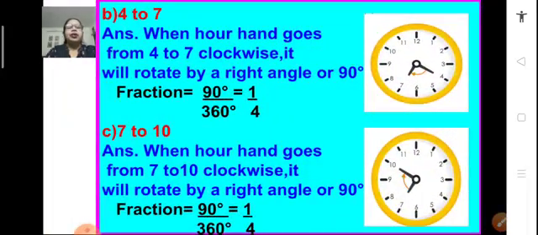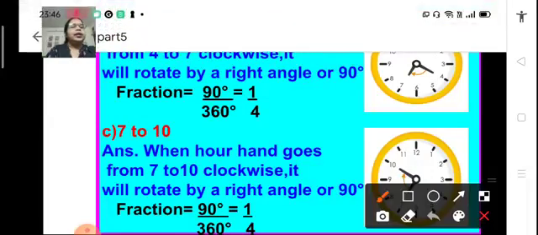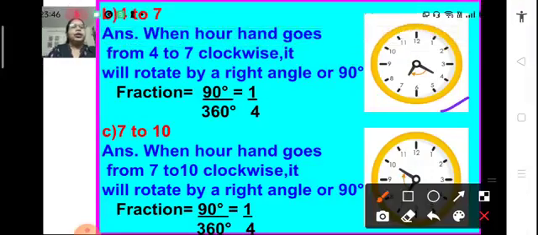Now, B, 4 to 7. We can see here that when the clock hand moves from 4 to 7, it forms one right angle, that means a 90 degree angle is formed. And what fraction is 90 degrees of one revolution? It is 90 upon 360, that means it is 1/4 of a revolution.